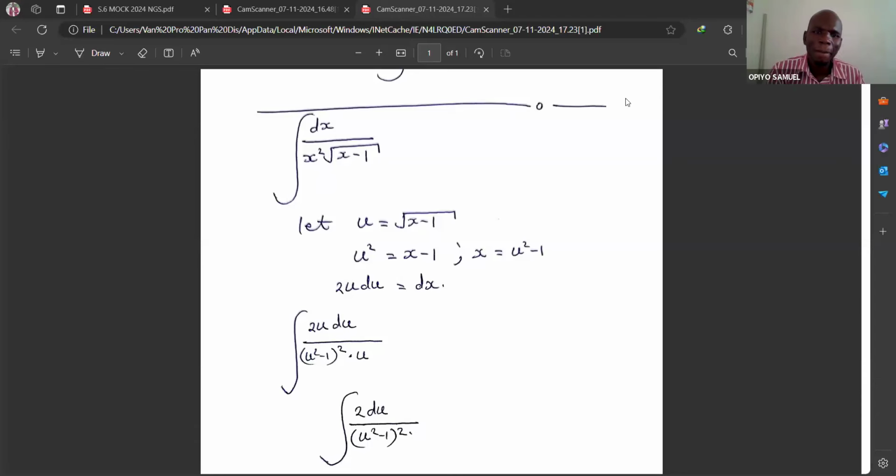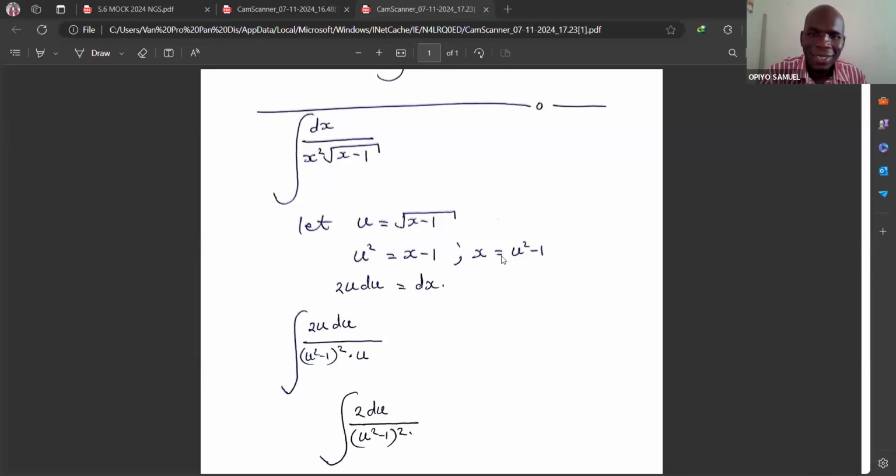Hope everyone's seeing it. So what you do, just equate that one to u, then you square both sides, you remain with u squared equal to x minus 1, then you differentiate. I'll get 2u du equal to dx. Then I substitute in the given question: where I see dx, I'll put 2u du, then where I see x, I'll put u squared minus 1, but because the x was squared, the bracket here is going to be squared.